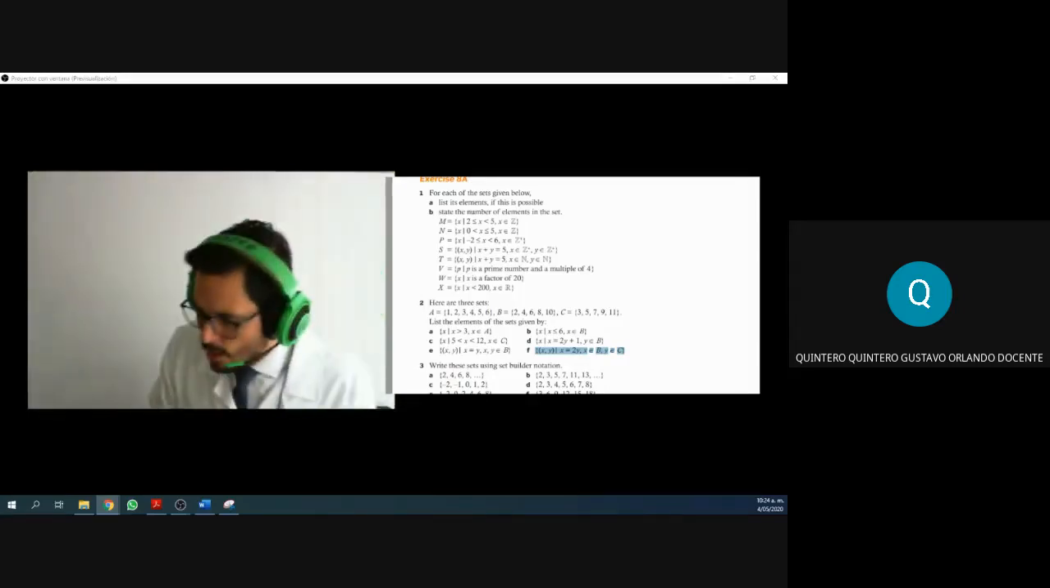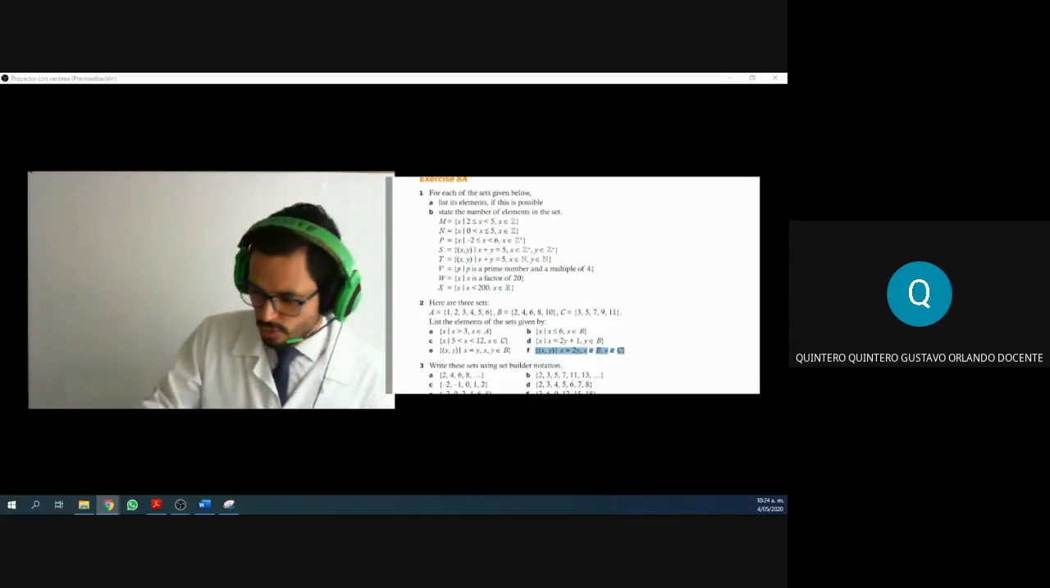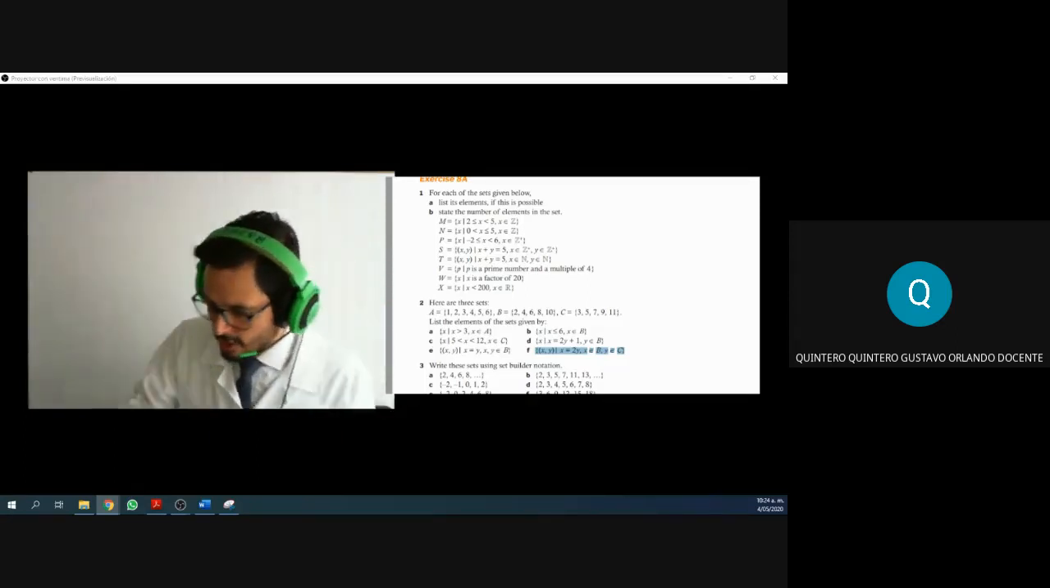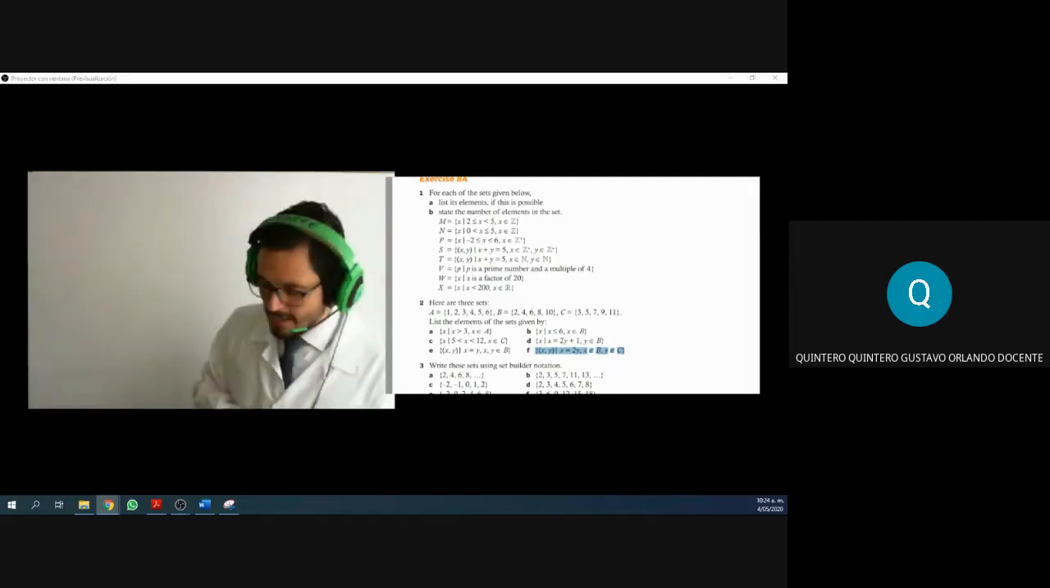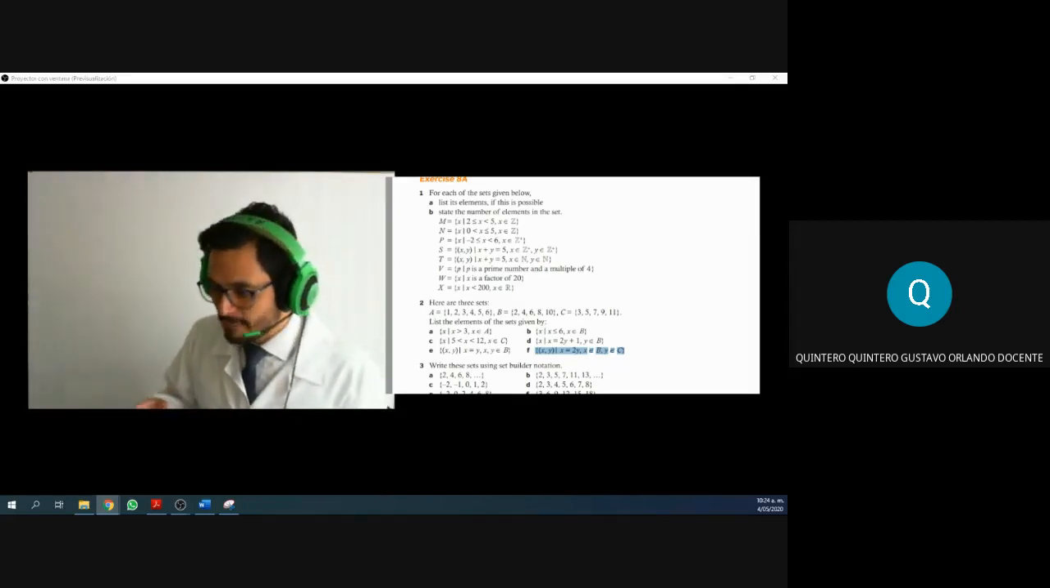All right, so now we are looking at question number 2, exercise F, right? So here are 3 sets. We have set A, set B, and set C, right? And we want to list the elements of the one on question F, right? So let me write it here. We have the question F, right?